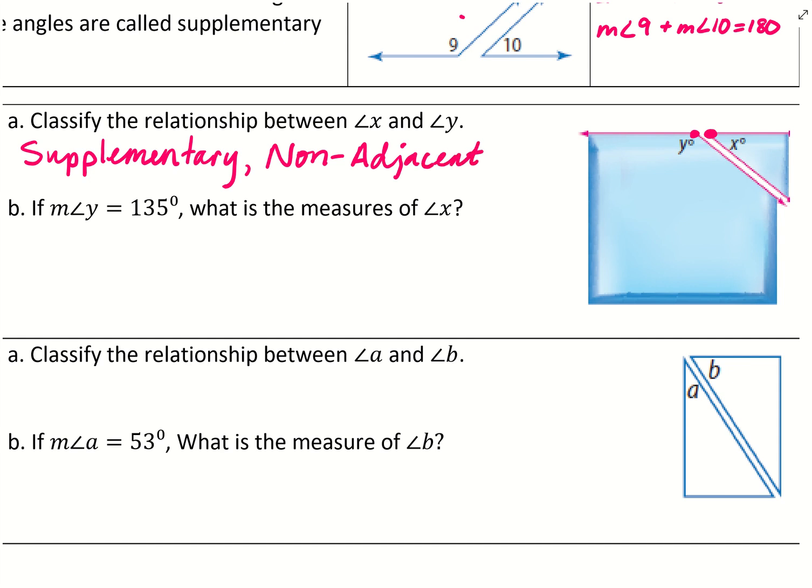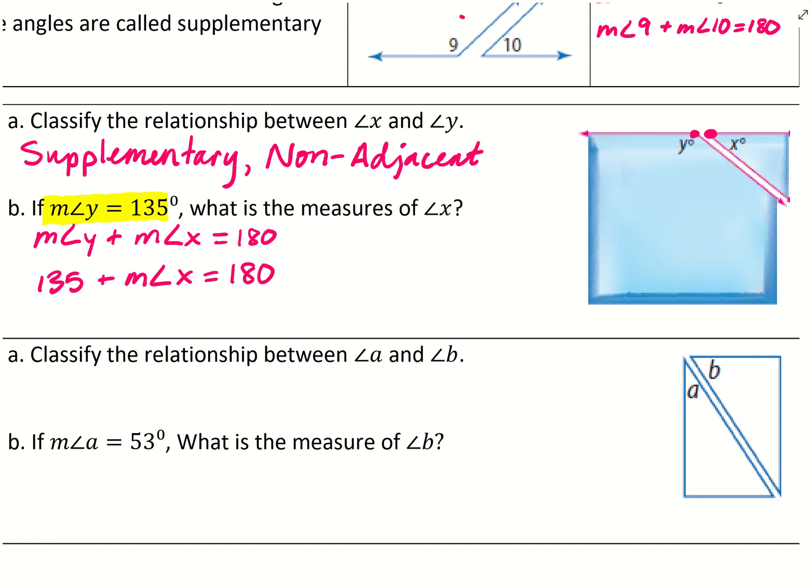All right, if we look at part B, if measure of angle Y equals 135 degrees, what is the measure of angle X? All we're going to do here, guys, we know if we add them together, it's going to equal 180. So I'm going to do measure of angle Y plus measure of angle X equals 180. And then it tells us right here, angle Y is 135. So I'm just going to substitute there 135 for angle Y. So now I'm going to have 135 plus measure of angle X equals 180.